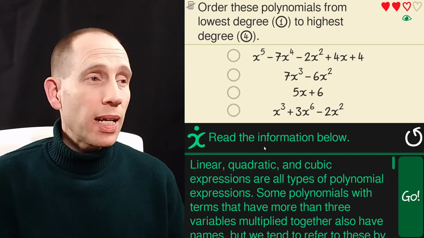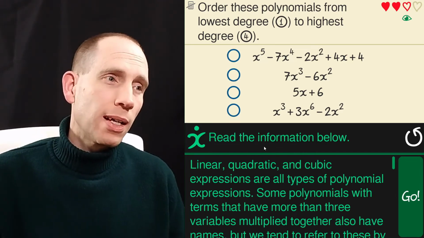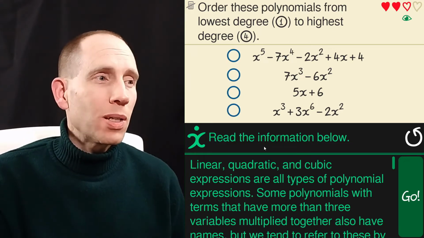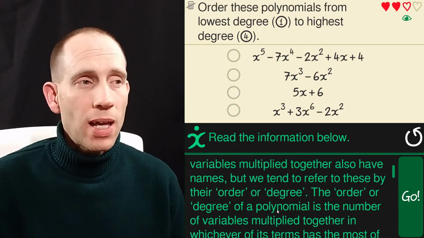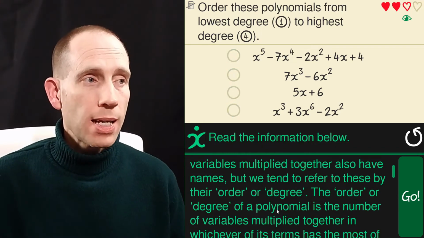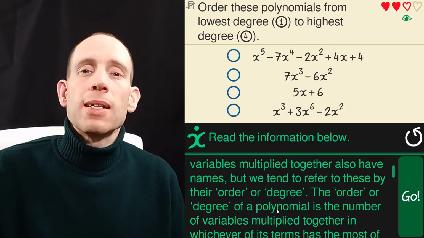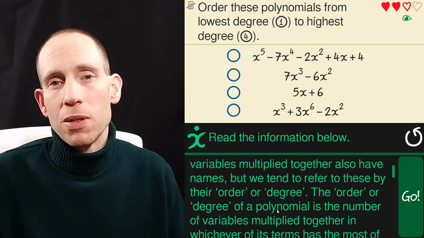So we've got special names for linear expressions, quadratic expressions, cubic expressions. There are some others, but as we get into the higher ones, we tend to just have another way of referring to them. So we might refer to their order or the degree of the polynomial. If it's a cubic expression, it's a polynomial of degree 3. If it's a quadratic, it's a polynomial of degree 2.